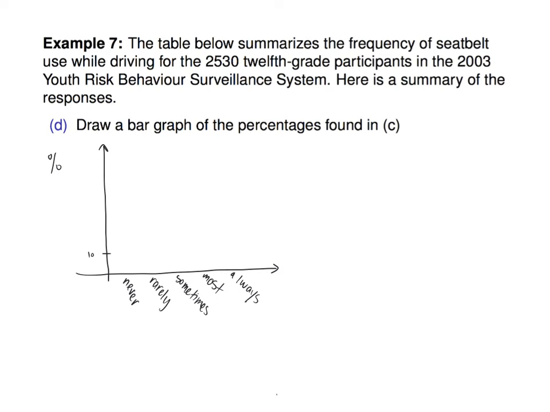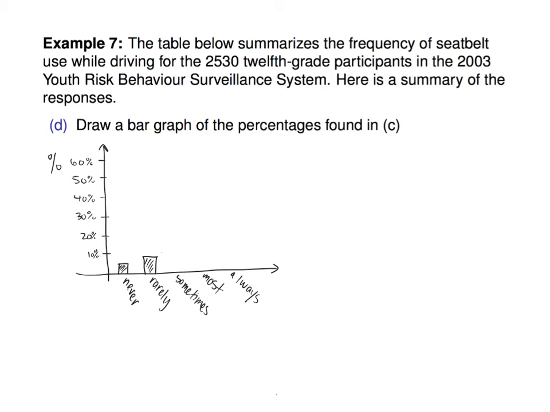Let's say that's 10, 20, 30, 40, 50, 60. Now 4.2% said never, so we'll draw a little bar. That's approximately halfway to 10 for never. Rarely we had 9.8%, which is pretty darn close to 10%. So there's your never bar, rarely bar.